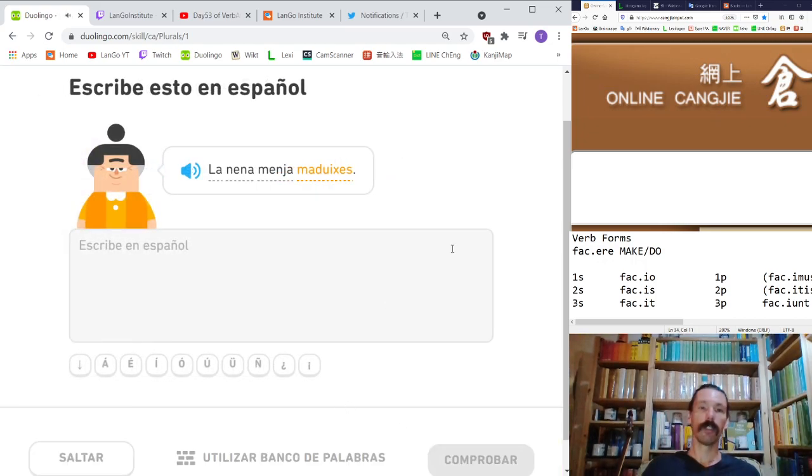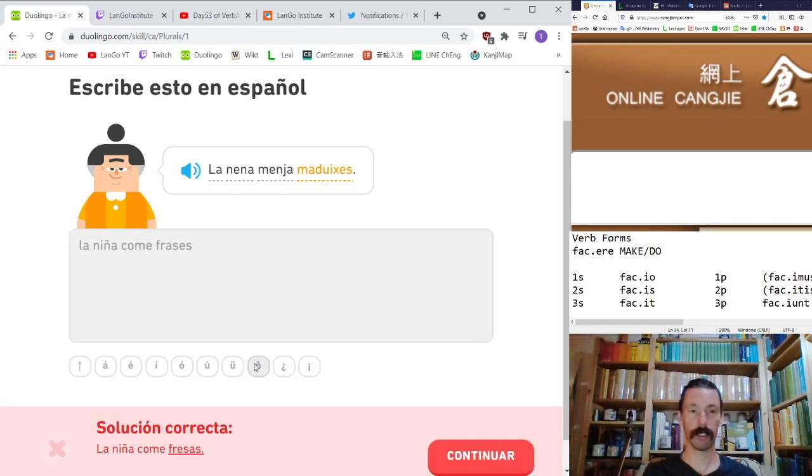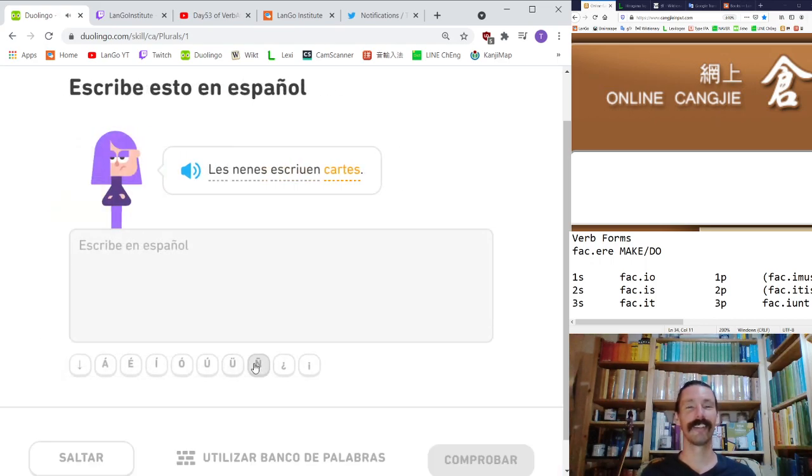La nena menja maduixes. La nena, the girl, menja, eats, maduixes. Fresas, strawberries. What a neat word. La niña come... frases. Not frases, but strawberries. Fresas. I've done that before.